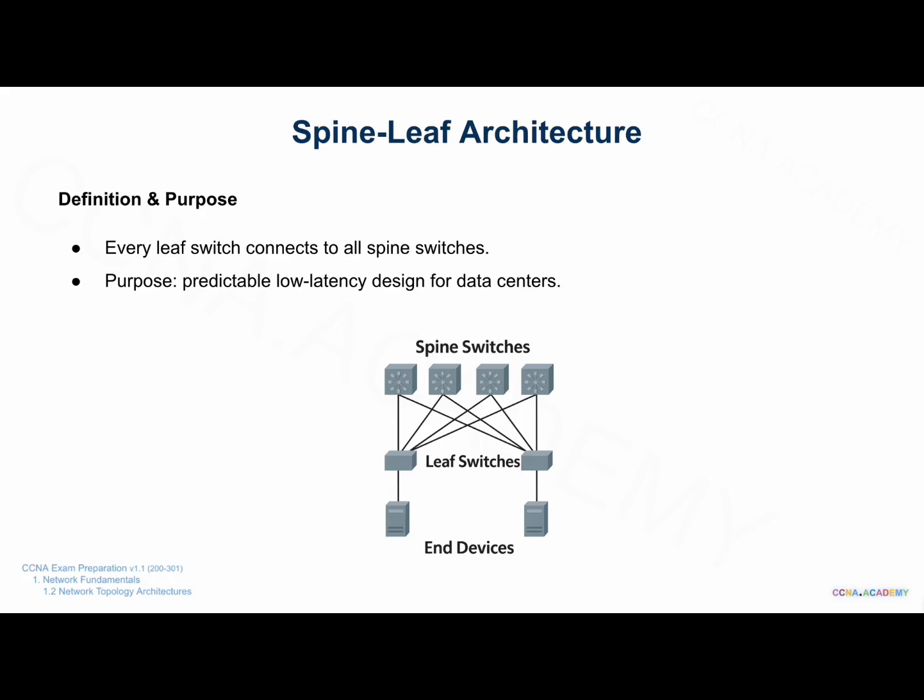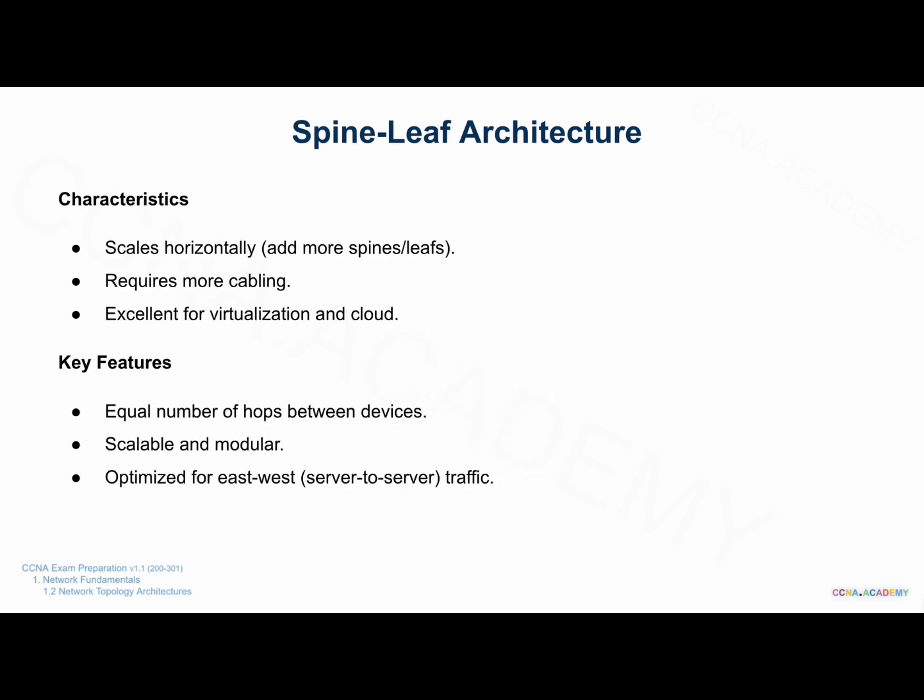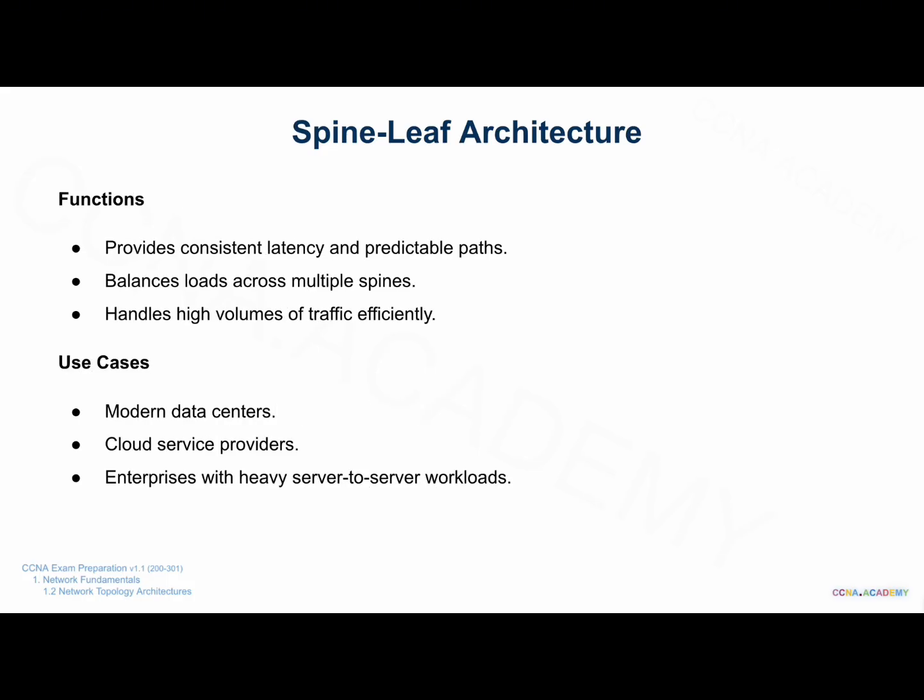Its purpose is to provide predictable, low-latency paths for workloads that generate heavy server-to-server communication. The design is highly scalable and balances traffic evenly across the spines. Each device has the same number of hops to reach another, which guarantees consistent latency. Key features include modular growth, horizontal scalability, and optimization for east-west traffic. SpineLeaf provides large data centers with fast, balanced communication between servers and applications. Use cases include cloud providers, virtualization-heavy enterprises, and environments that demand predictable performance for distributed workloads.